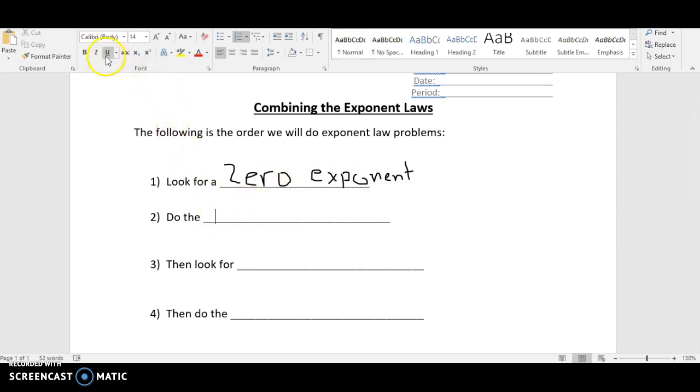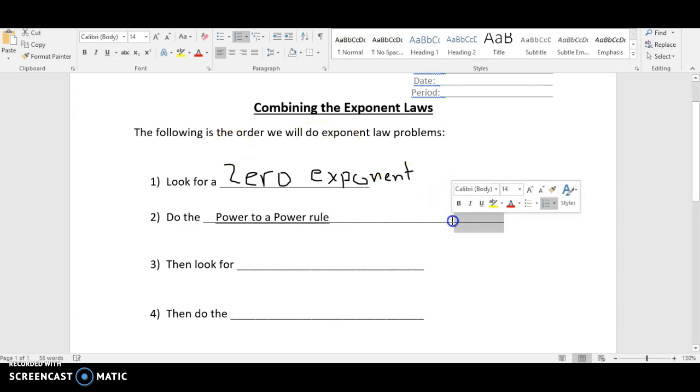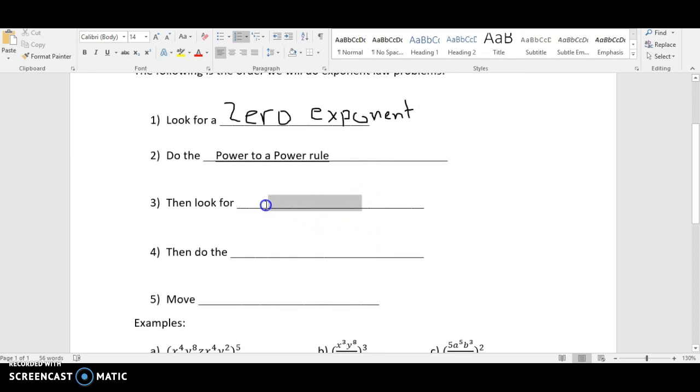After you look for the zero exponent, the next thing you're going to do is the power to a power rule. You're going to look for those power to a power laws. If you see an exponent to an exponent, you're going to multiply those exponents together and do your power to a power rule. After you do your power to a power rule, you're then going to look for a multiplication rule.